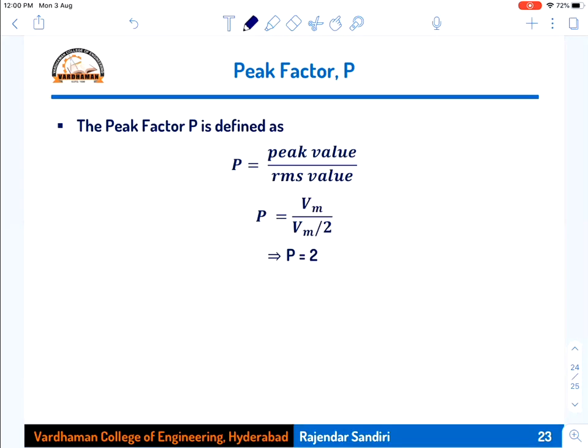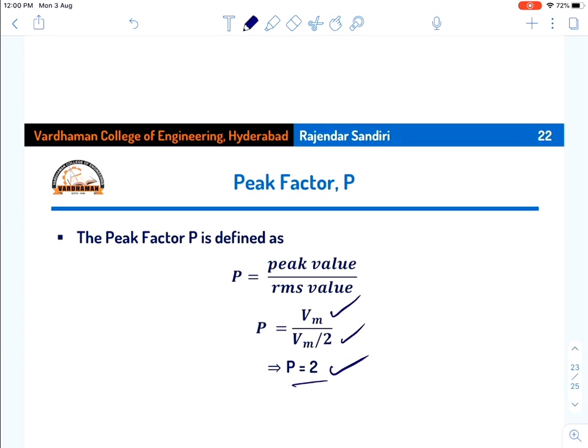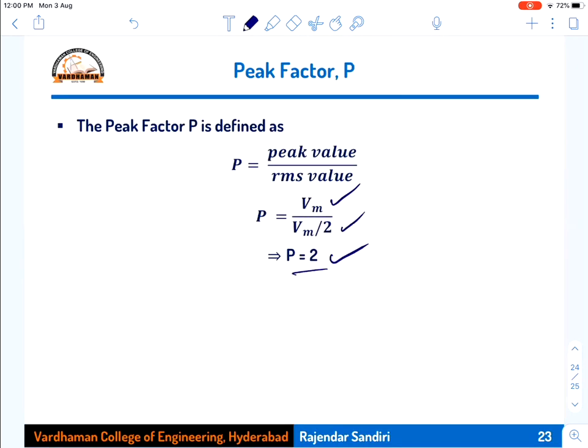Next, peak factor. Peak factor P is defined as peak value by RMS value. Peak value is Vm, RMS value is Vm by 2. We can take currents also, Im by Im by 2. Im will cancel, or Vm will cancel. The peak factor will be 2. Okay, so peak factor is 2, form factor is 1.57. So these are all the parameters for the half wave rectifier.